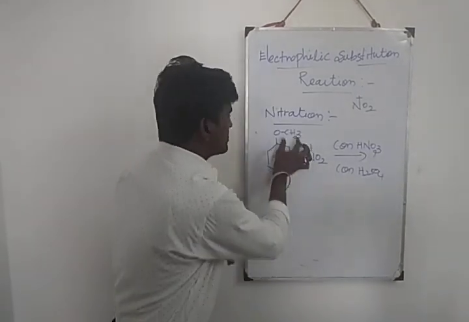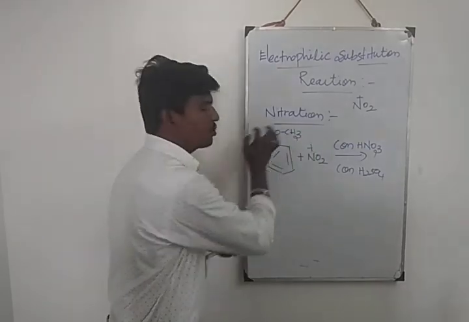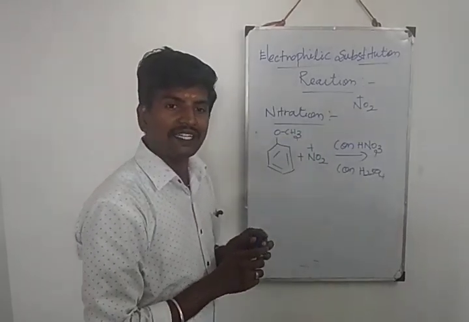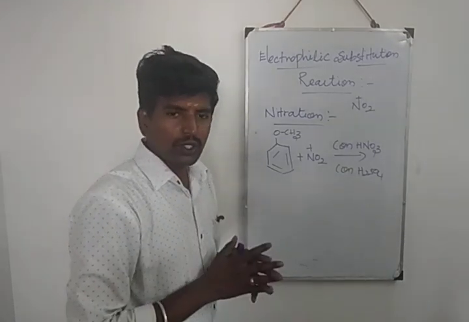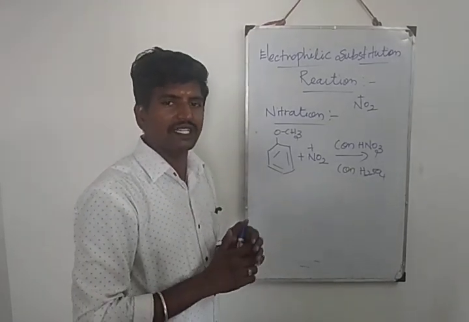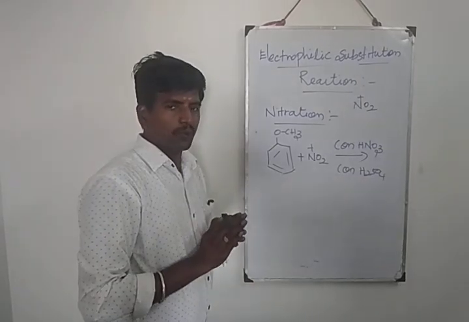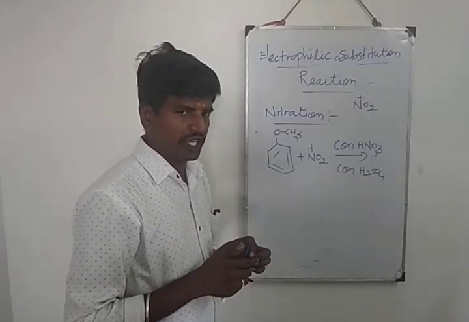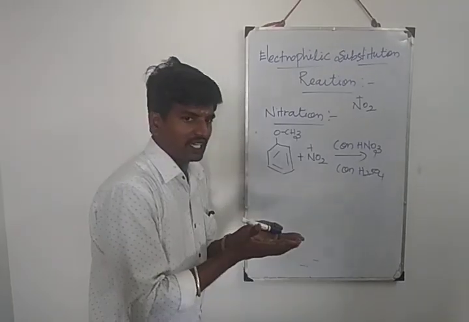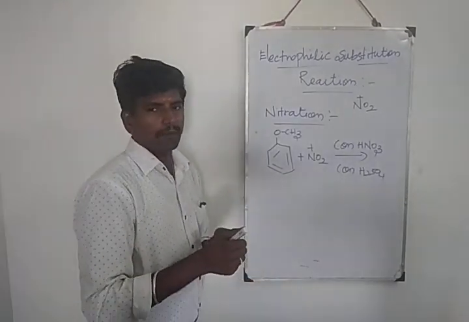Listen here. This methoxy group, the alkoxy group, is an ortho-para directing group. The OCH3 group is an ortho-para directing group. So the chemical reaction takes place in the ortho position or para position. Mostly the reaction takes place in the para position. So it gives a mixture of products, ortho product as well as para product.